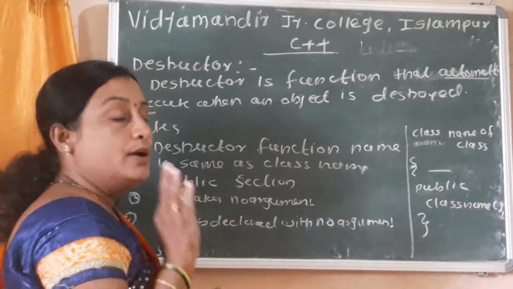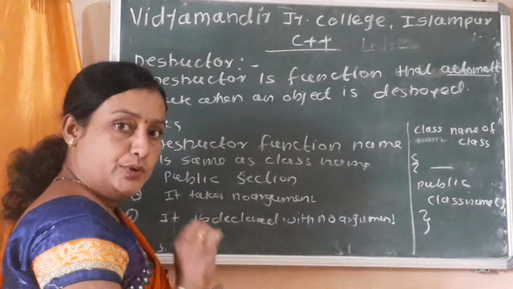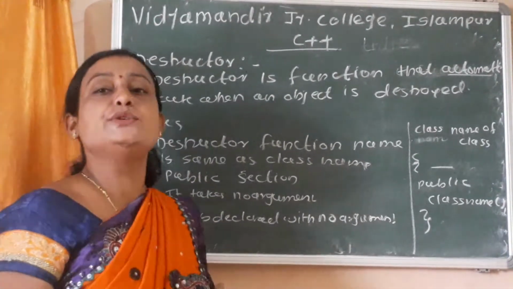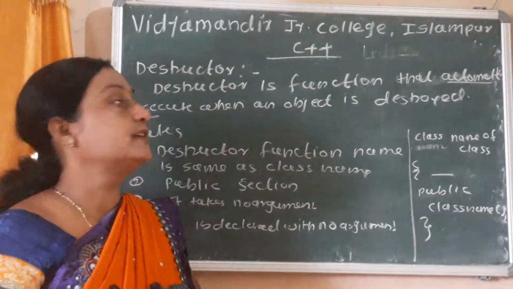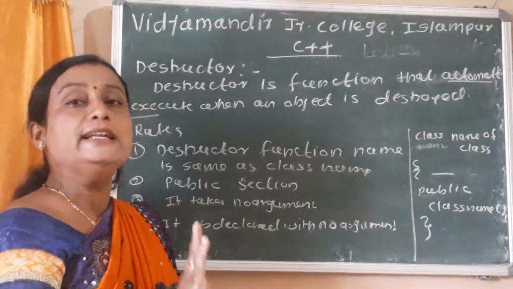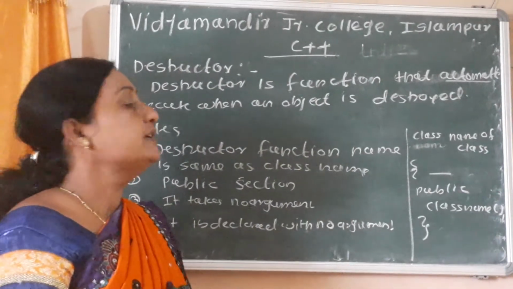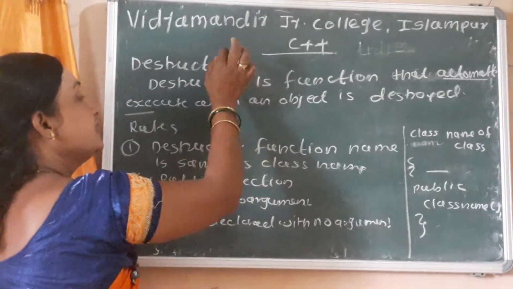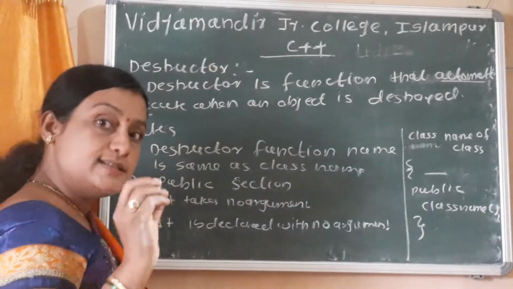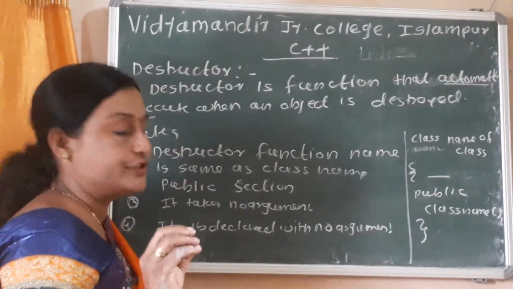So it is a very important function in a class. The destructor is used to destroy the object which is initialized by the constructor, and it is automatically executed when the compiler or the user wants to delete the object. That is the destructor function. There are some basic rules for the declaration of the destructor function.